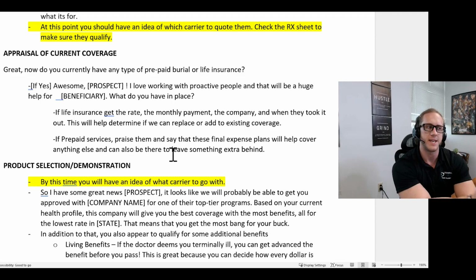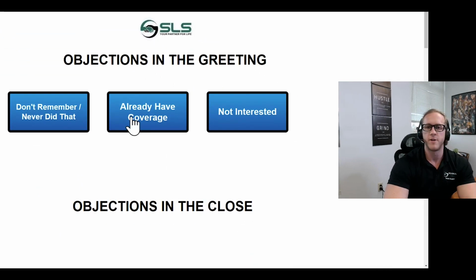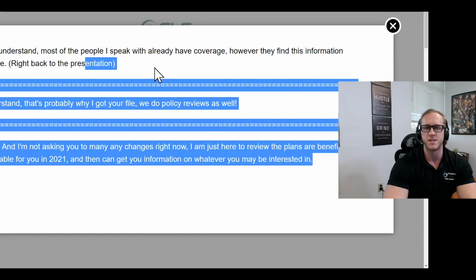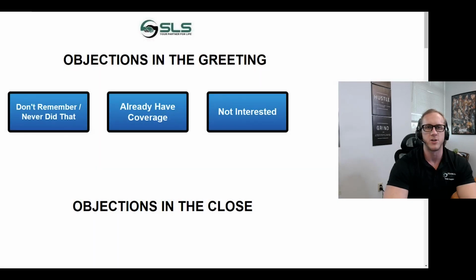So remember, in the beginning, I told you someone may tell you they already have coverage. Now, if you look at that rebuttals page, I'm going to bring it up here again. If we look at this rebuttals page, it says, I completely understand. Most people I speak with already have coverage. However, they find this information really valuable. So we say that if someone in the greeting tells us that they have insurance already, and then we move right back into our script.